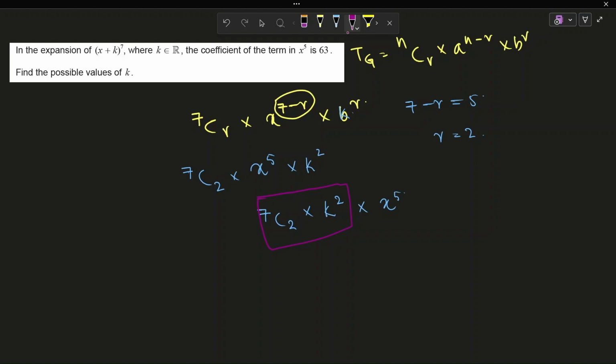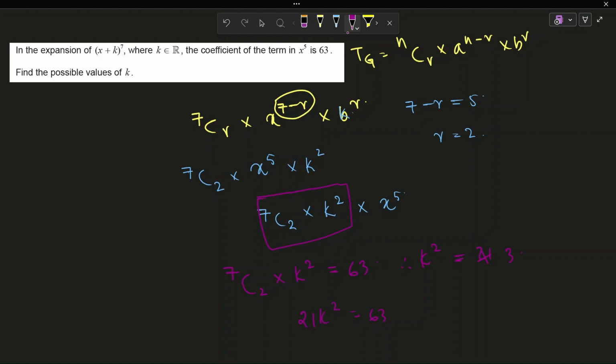Now if that's the coefficient of x to the power 5 and the coefficient of x to the power 5 is 63, that means that 7c2 times k to the power 2 is equal to 63. That means that 21, which is 7c2, I'll make it easier for you, 21k squared is equal to 63, therefore k squared is equal to 63 by 21, which is 3.